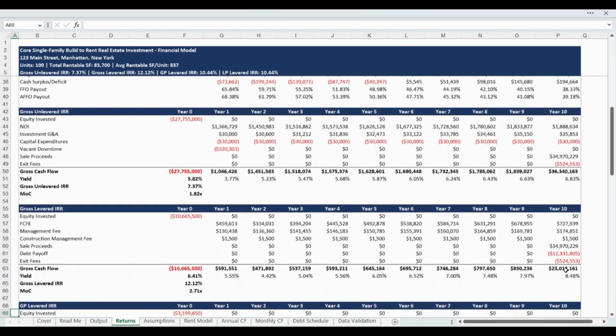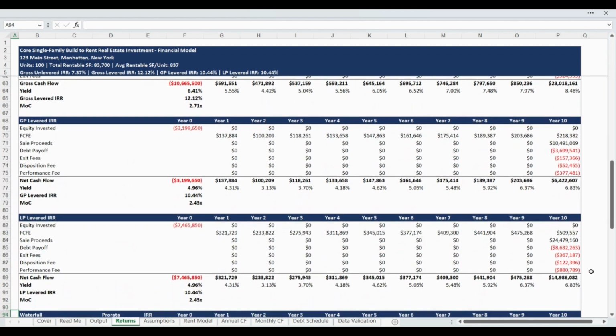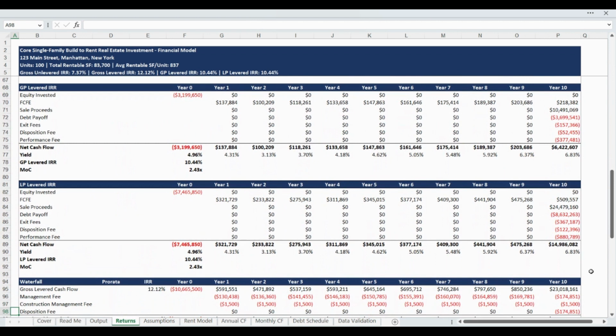Now that we have the pro forma cash flow and free cash flow to equity, the deal level gross unlevered and levered returns are detailed. Each return table shows the levered and unlevered net cash flow, yield, IRR, and multiple of capital. Following the deal level levered and unlevered returns, the general partner and limited partner returns are showcased. The returns are presented in the same format as the deal-level returns and include the calculation of net cash flow, yield, IRR, and multiple of capital for the general partner and limited partner.